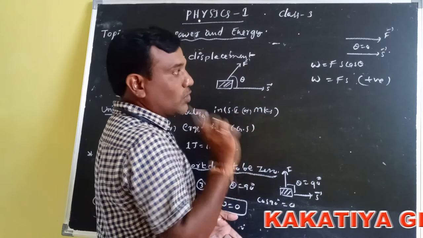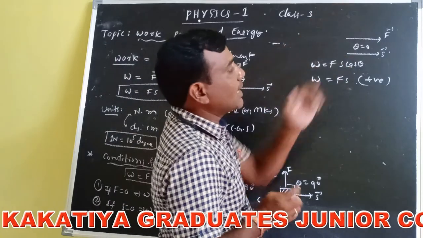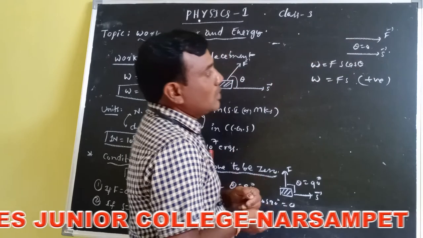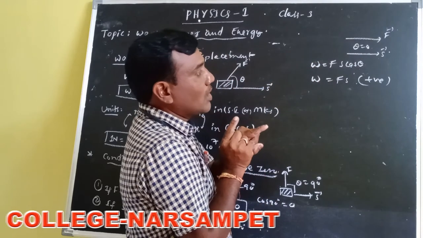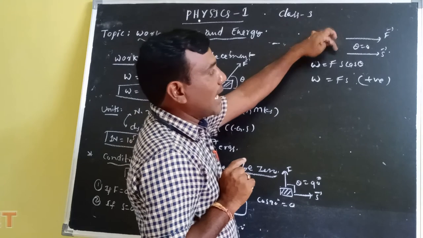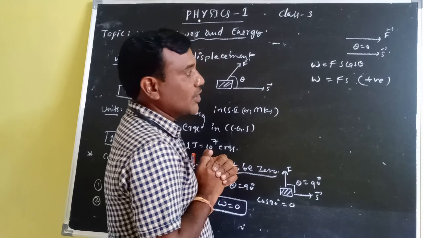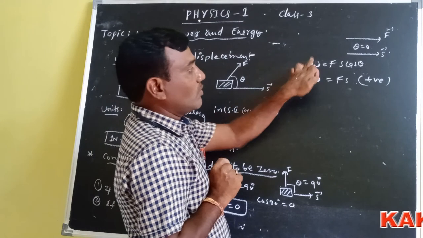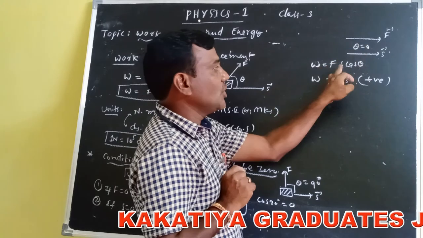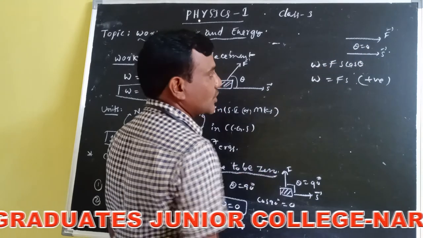The work is positive or negative, both depend on the direction of the force and displacement. When the force and displacement are in the same direction, that means they are parallel to each other. So the angle between force and displacement is theta equals 0. From the formula, W is equal to Fs cos 0, cos 0 is equal to 1, then W is equal to Fs, which is positive.